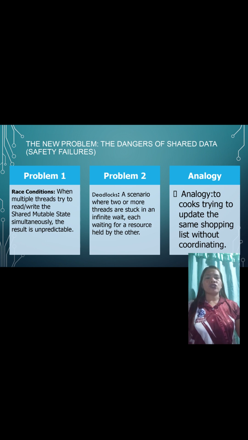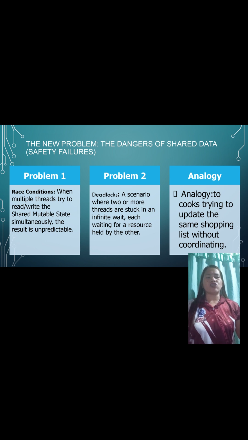So, when threads share the same data, errors can happen. If two threads both increase the same score variable, one's update might be lost. This is an example of a race condition. An example of a deadlock: thread A locks file 1 and needs file 2, while thread B locks file 2 and needs file 1. Both get stuck. An analogy: two cooks writing in the same list at the same time will mess it up and block each other.